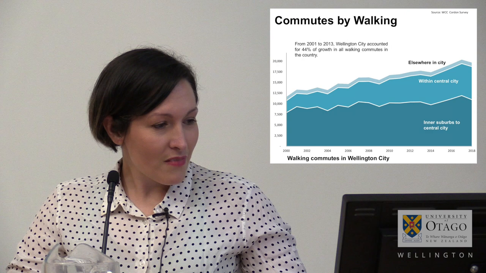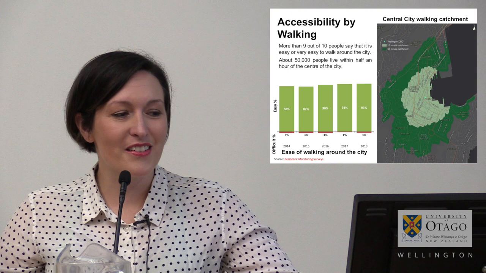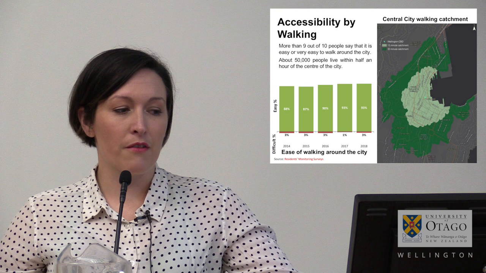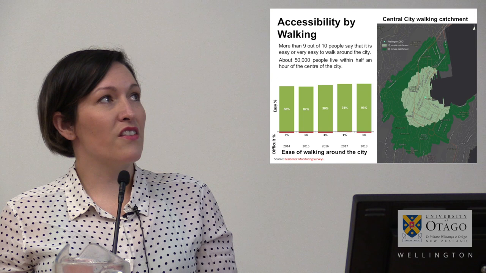So I should also thank my colleague, Rebecca McMoran, who's provided a lot of the GIS expertise in our teams and does quite a lot. So this is a map that she created, which is showing the walking catchment of the center of the central city, being Civic Square. So the light green is the area where you can walk to Civic Square within 15 minutes, and then the dark green is where you can walk to Civic Square within 30 minutes.